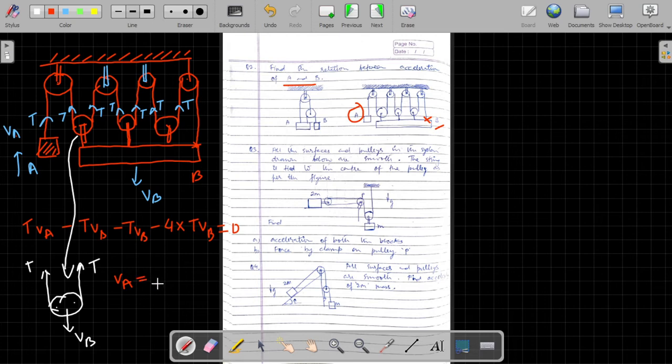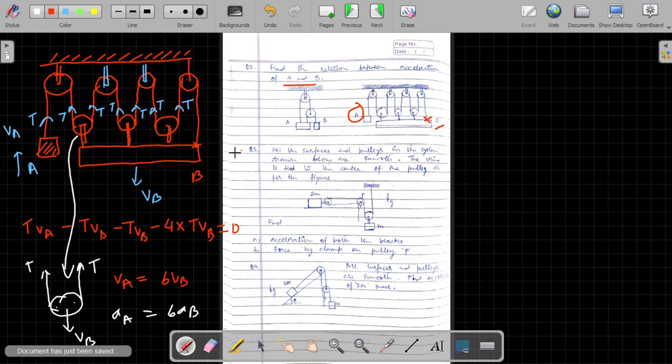So VA is equal to 6 times VB, and after differentiating this expression, we would get the acceleration of block A to be 6 times the acceleration of block B. So this is how we got the acceleration relation for the second figure.